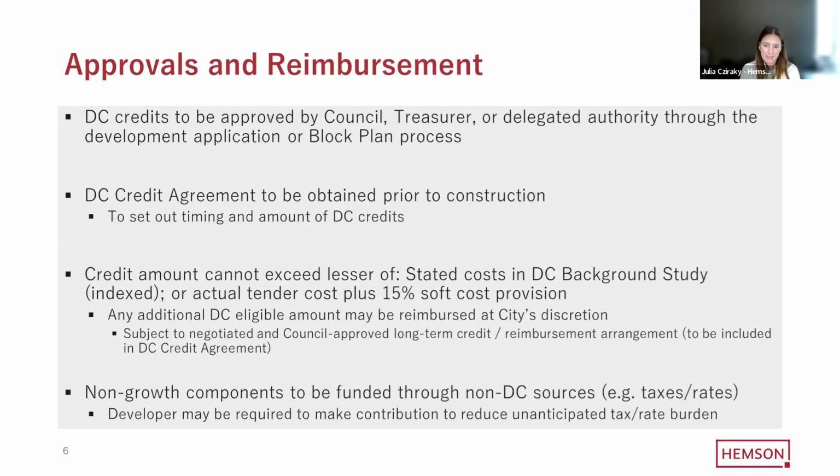There are also rules written into the draft policy around the maximum amount of the credit. So the policy sets this as the lesser of the stated costs in the DC background study, or the actual tender cost plus a 15% soft cost provision. And then any additional amounts may be reimbursed at the city's discretion, but that would be subject to a negotiated agreement, which would also be included in the DC credit agreement.